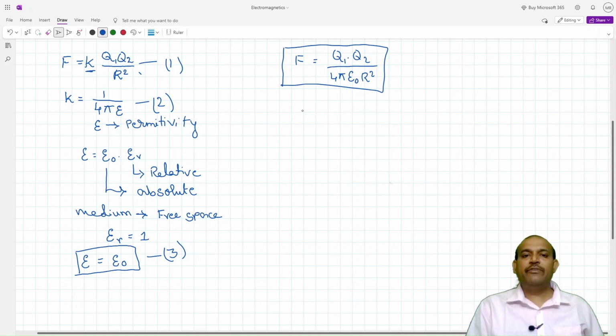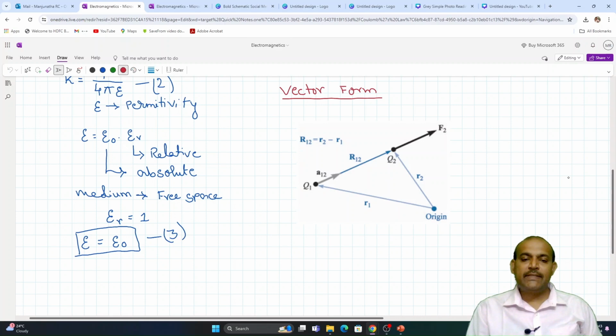So this will give you only the magnitude of the force, but we all know that the force is a vector. So what is the vector form? To represent this in vector form, let us consider the two charges q1 and q2 separated by a distance r. Now this is the observation point, which I call a reference point. So I am observing from this point.